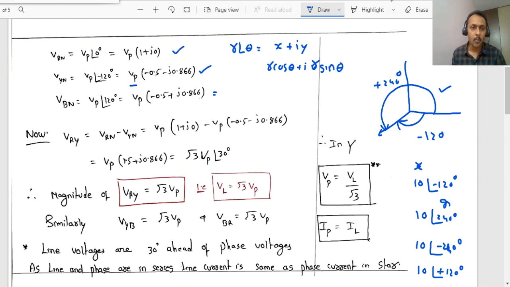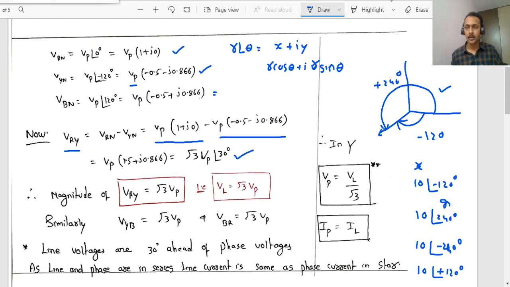Once we have expressed the polar forms into the rectangular form, now let me focus on the Vry. Vry is nothing but Vrn minus Vyn, a vector sum, right? Substitute its rectangular value for Vrn. Similarly for Vyn, let me substitute its rectangular value. If you add those two, you will get Vp bracket of 1.5 plus J 0.866. Again convert this rectangular form into polar form. Now we will get root 3 times V phase at an angle 30 degrees.